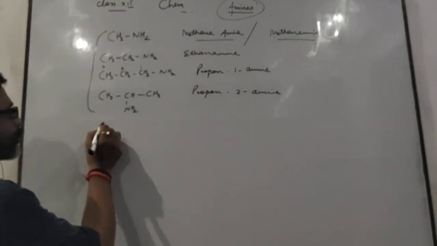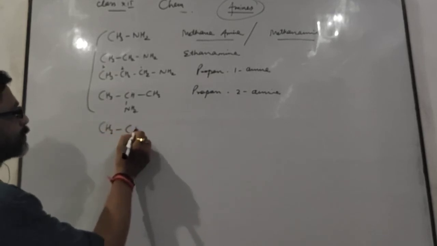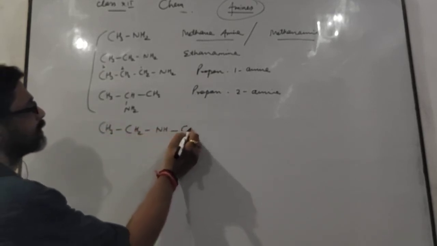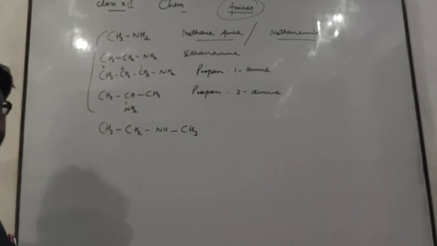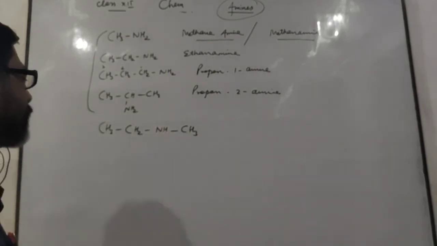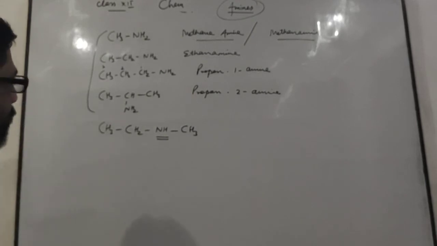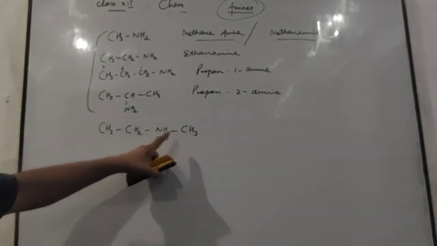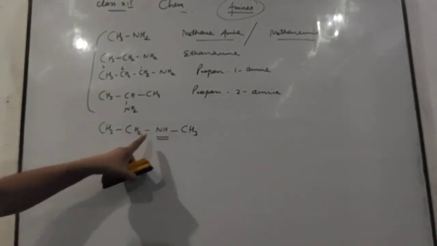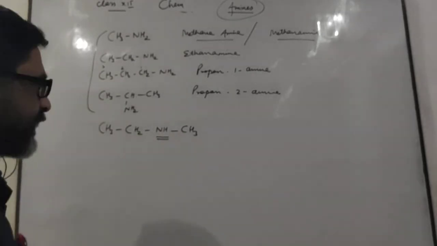Okay. Now I am going to continue with the naming of secondary amines. This one is secondary amine. To write the IUPAC name of this amine, first of all you see here on both sides which of the sides contains the minimum number of carbon atoms.